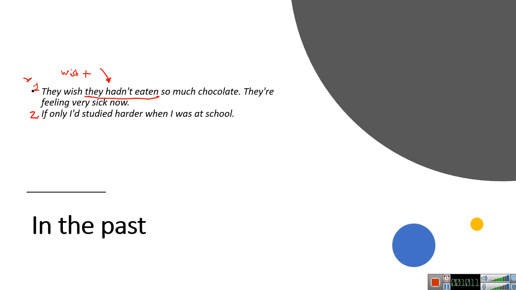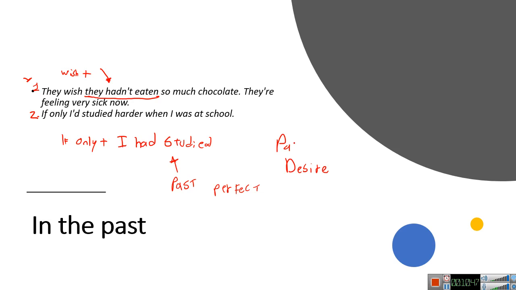If only I had studied harder when I was at school. In this case, I'm using if only plus I had studied. That's the past perfect. So again, I'm talking about a desire, but in the past, that will be a past desire.